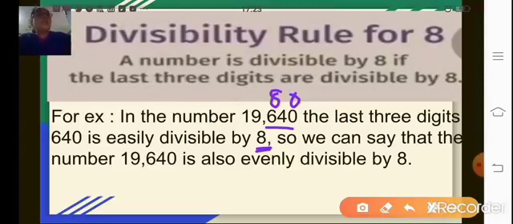So we can say that this full number, that is 19,640, is also divisible by 8. So you don't have to divide all the numbers. You can just divide the last 3 digits and see if it is divisible by 8. That means this full number, 19,640, a 5-digit number, is also divisible by 8.